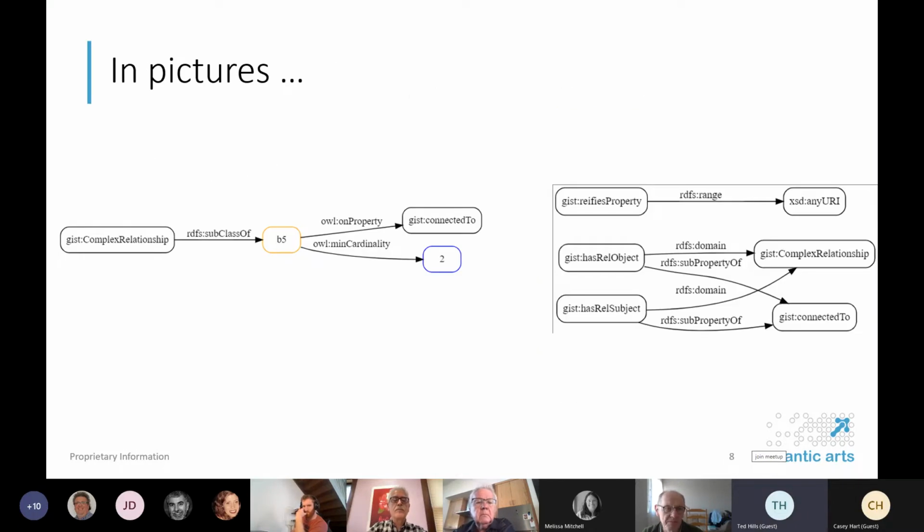And in pictures, it's something a bit like this, that we have a complex relationship, which is a subclass of something on property connected to with a minimum cardinality of 2. And there are, in the proposal, a few helpful predicates that are optional. So there's the potential to have a pointer to an object, or a pointer to a subject, and a pointer to the property that is reified here.